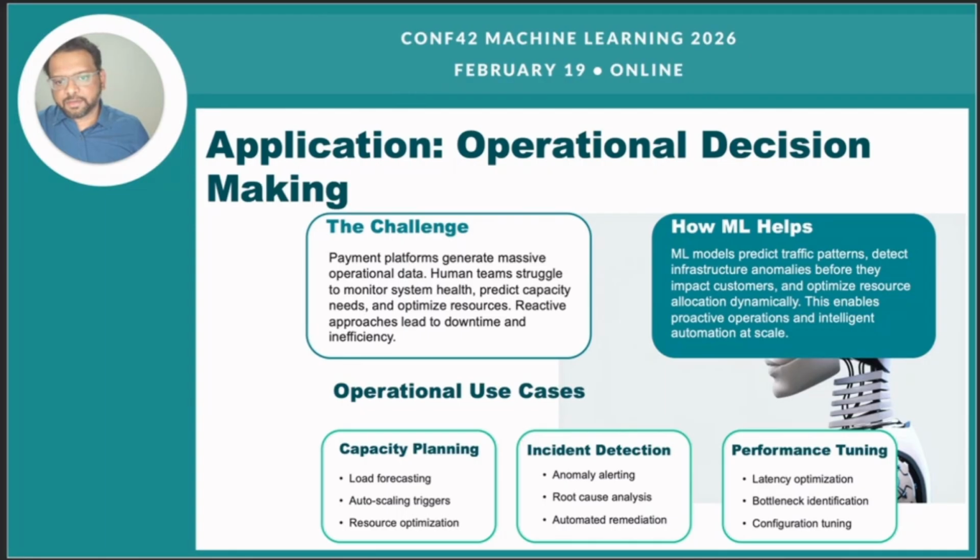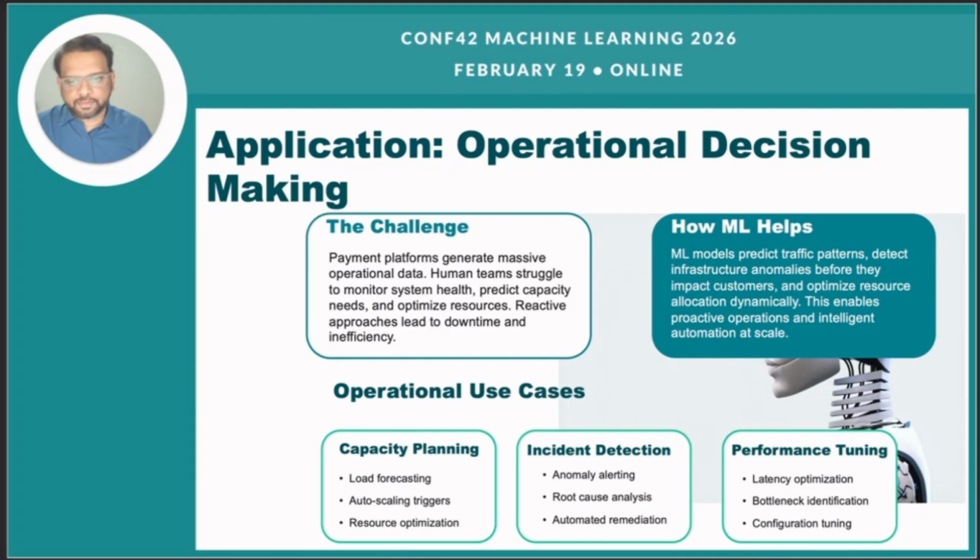Let me give you some specific operational use cases. First, capacity planning. Machine learning models forecast load patterns and trigger auto-scaling decisions. They optimize resource distribution across infrastructure and ensure efficient utilization without sacrificing performance. The second is incident detection. Anomaly detection algorithms spot issues in real time and generate intelligent alerts. A root cause analysis model helps teams quickly identify what's wrong. Some systems can even trigger automated remediation, like resetting failed services, rerouting traffic, or adjusting configurations.